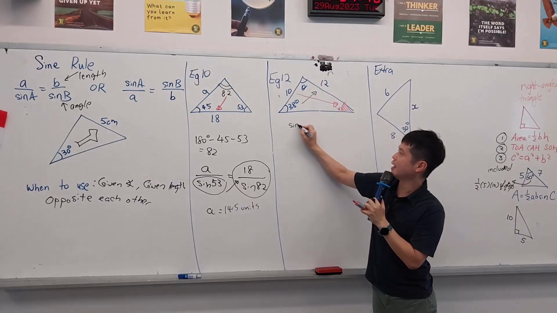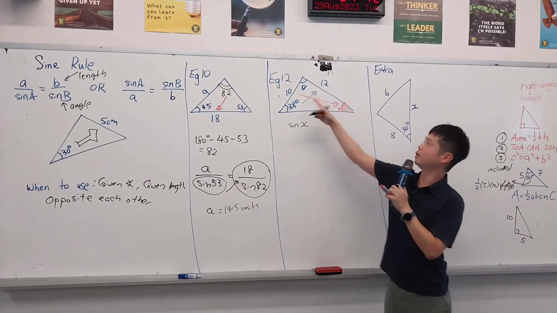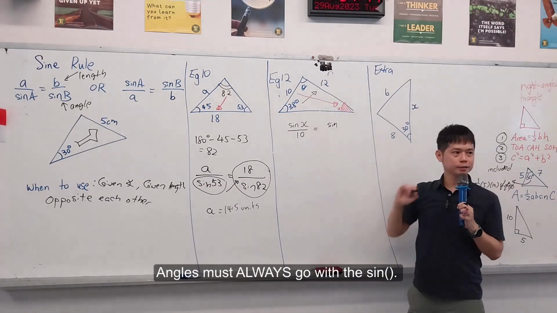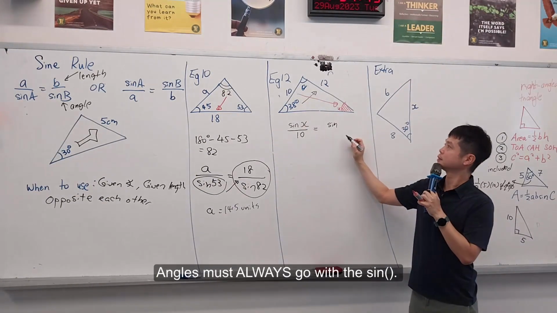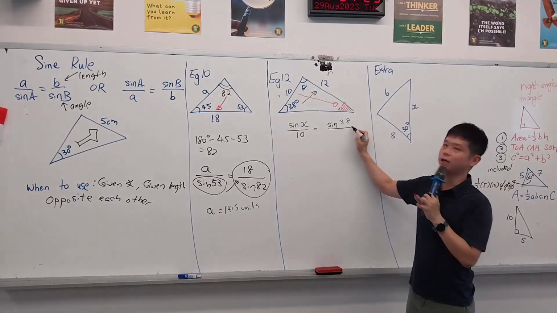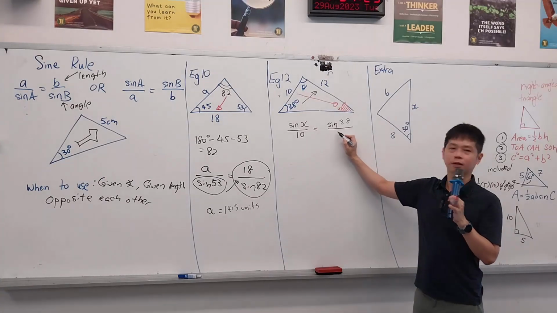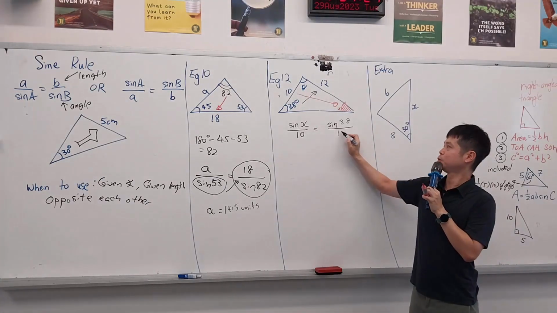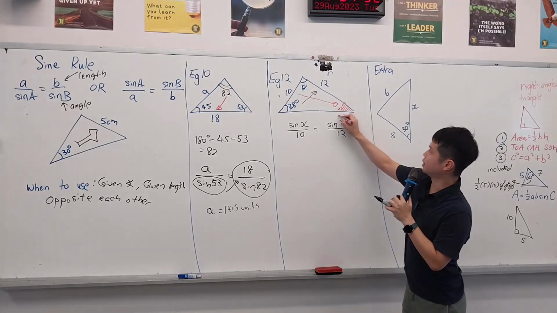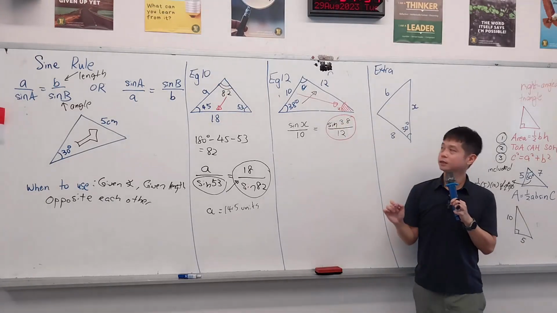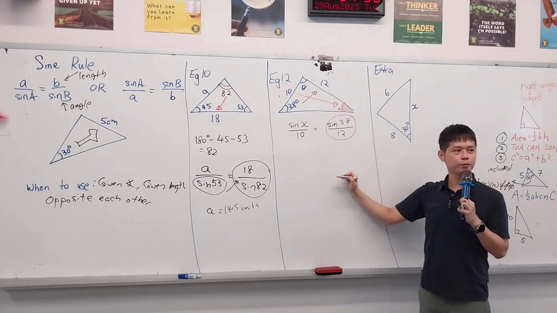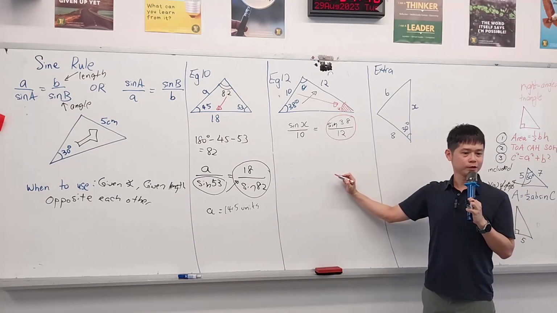So sine x first over the opposite length equals to sine what? Tell me the number. Sine 38, very good, over the opposite length, 12. So same thing, press this first. Everyone press together. Sine 38 over 12.